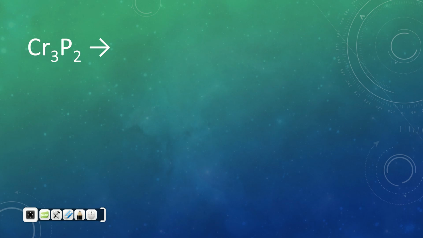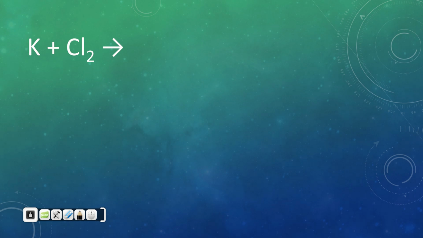If you want to, pause. Okay? This should be Cr plus P. Neither one is diatomic, so I just have to basically bring the subscripts over. Balanced. All right. Okay, synthesis.